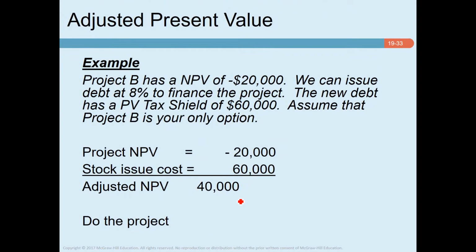On the other hand, you can see here that the project has a negative NPV of 20,000. We can issue debt of 8%, and the present value of tax shield is 60,000. So you can see that the project's NPV is negative 20,000 and the present value of tax shield is 60,000. This is not a stock issue cost. This is the present value of tax shield, so adjusted present value is 40,000 positive.